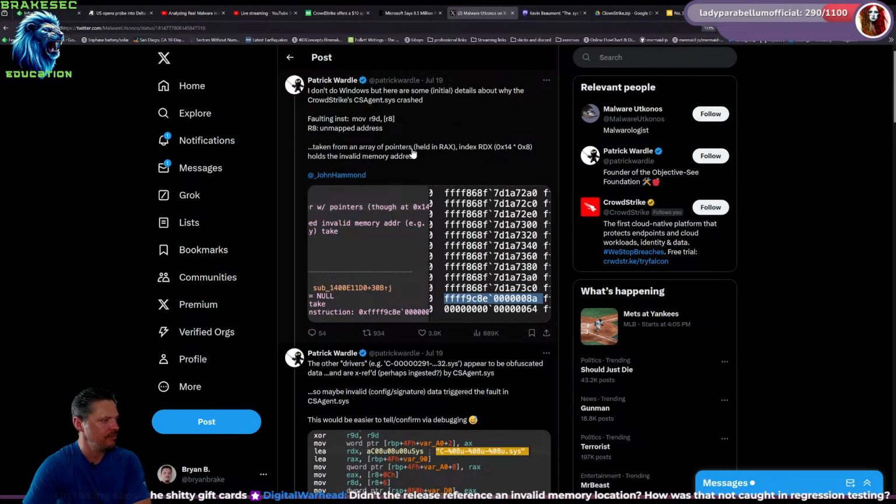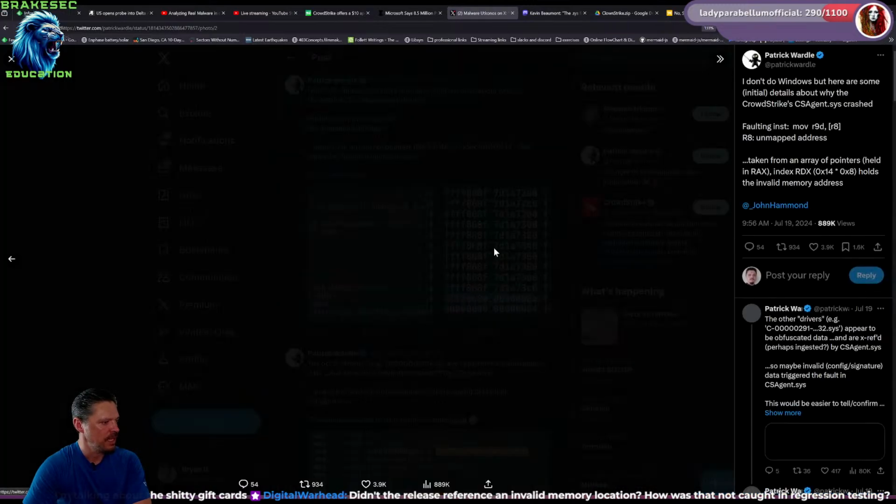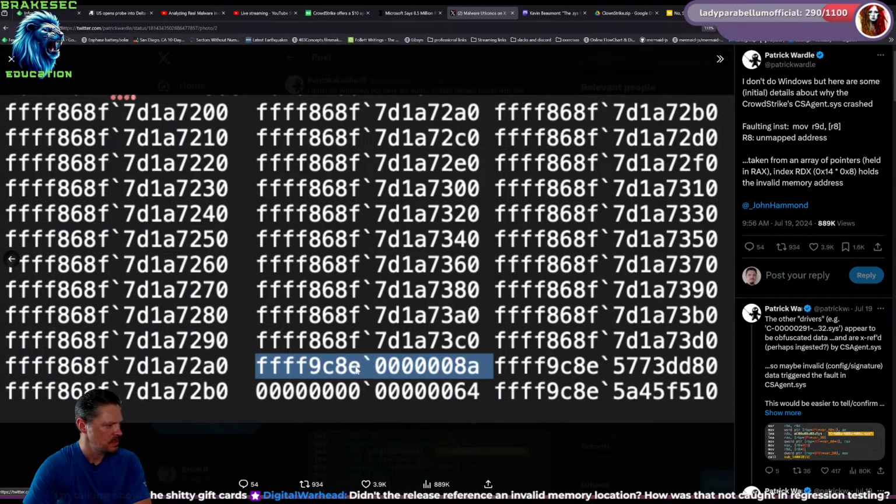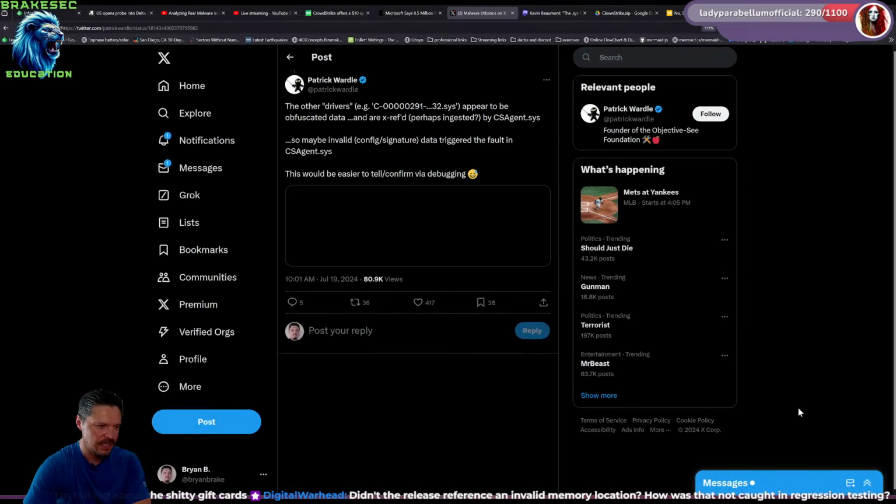Yeah, taken from an array of pointers held in RAX, index RDX holds the invalid memory address. So this is an invalid memory address here for being able to pull that down.